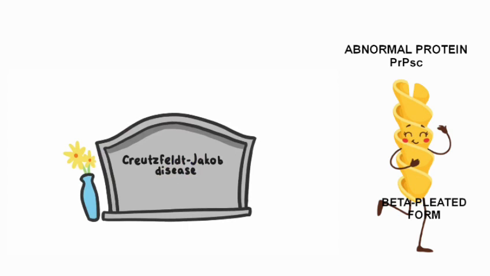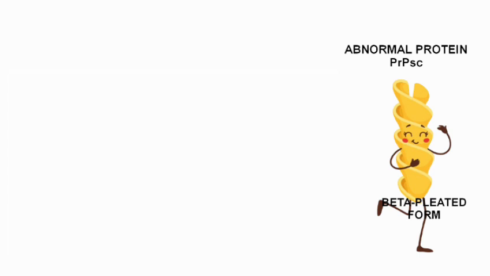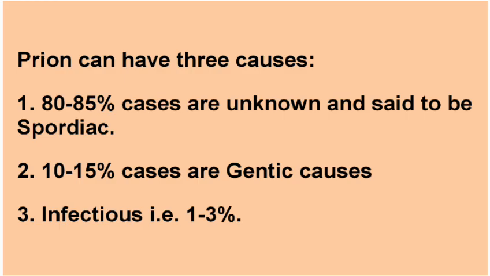This is called Creutzfeldt-Jakob disease. There are three causes of prion disease: sporadic, genetic and infectious. 80 to 85% of cases are sporadic, that is, the mode of transmission is unknown and is due to environmental factors, and 10 to 15% of cases are genetic causes, that is, due to hereditary misfolding of proteins. The third cause is infectious, which we will study in brief.